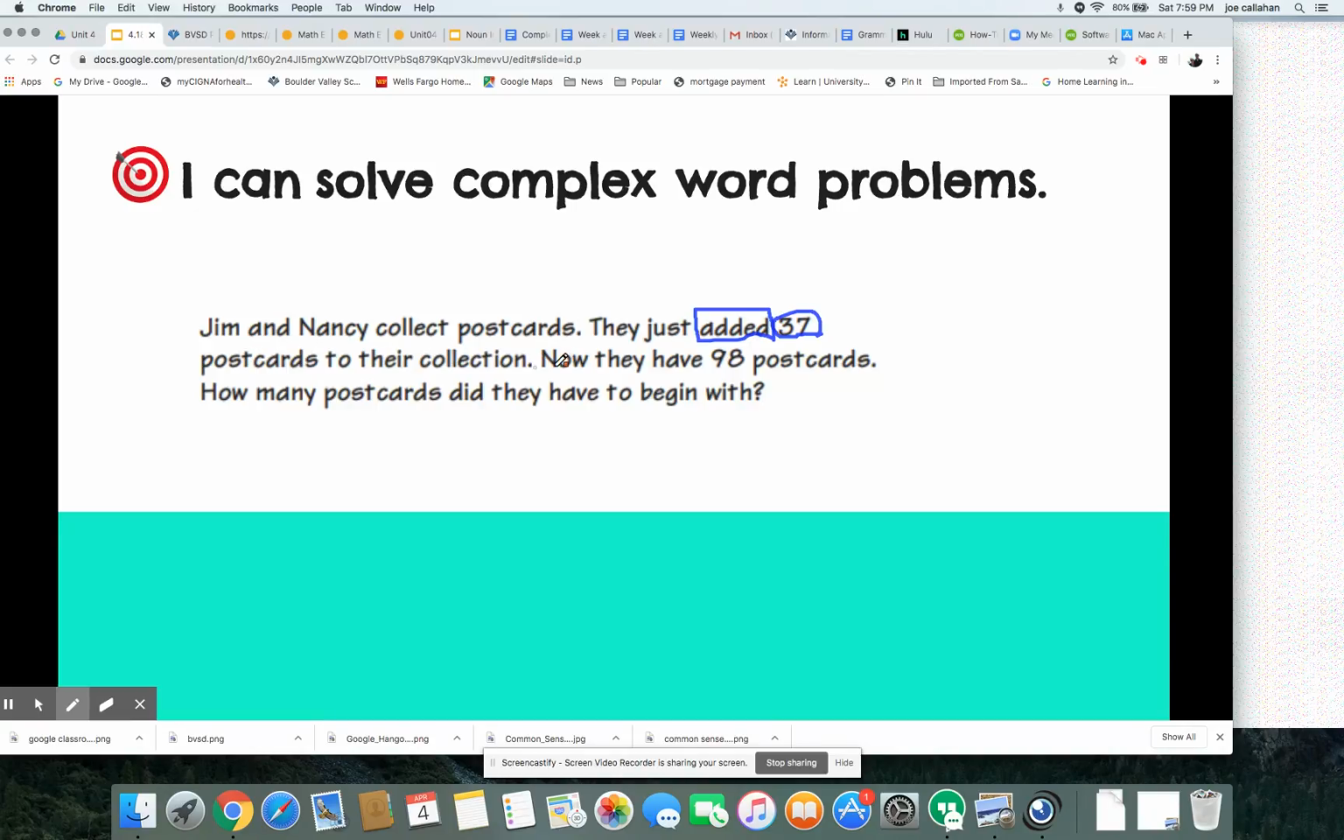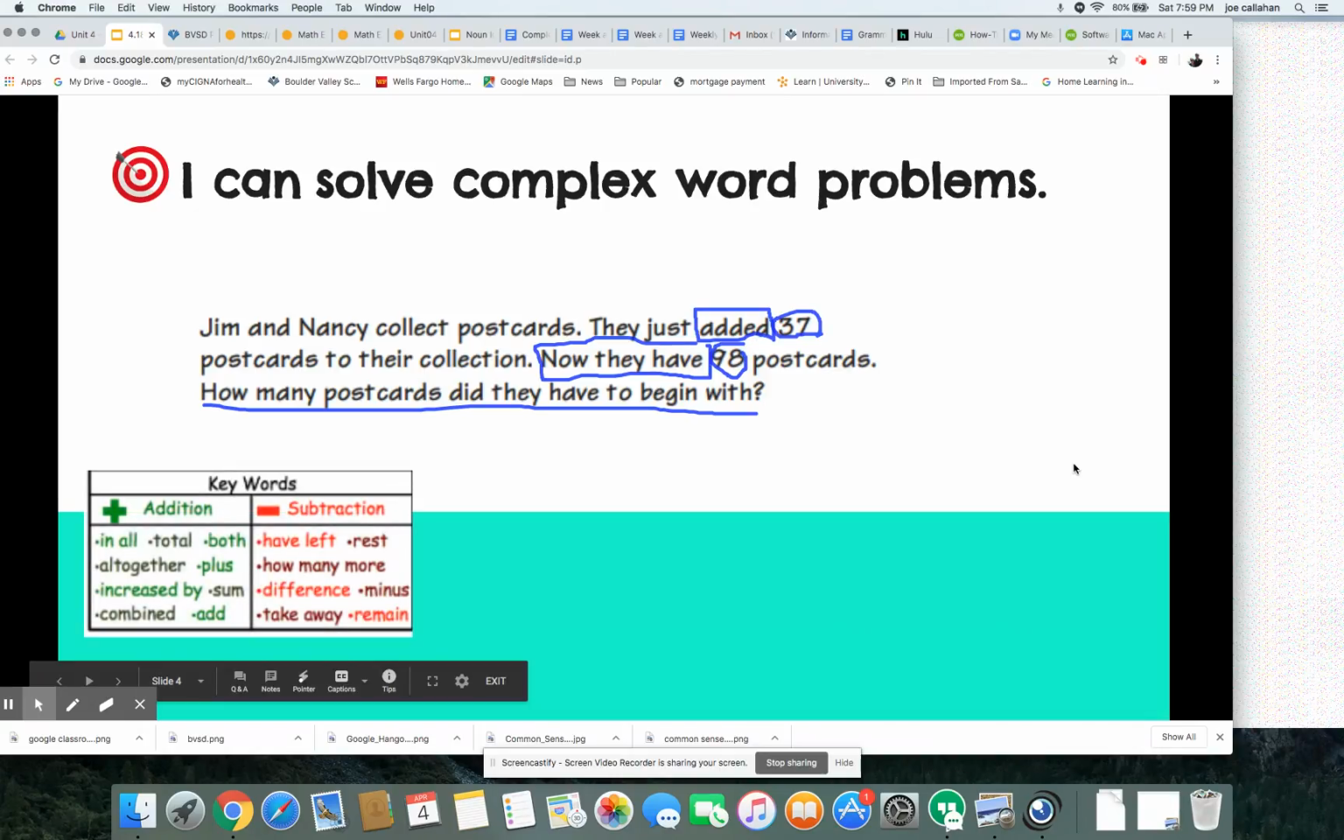Postcards to their collection. Now they have 98. Now they have, which means their total now is 98. So how many postcards did they have to begin with? So I can tell we are looking for the unknown of the number they started with before they added 37. Our unknown is the number they started with before they added 37.